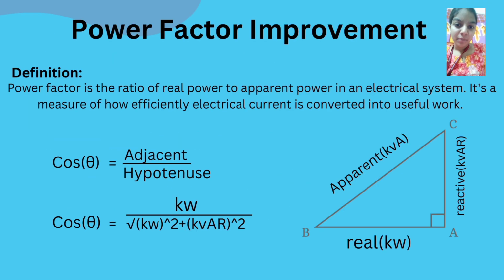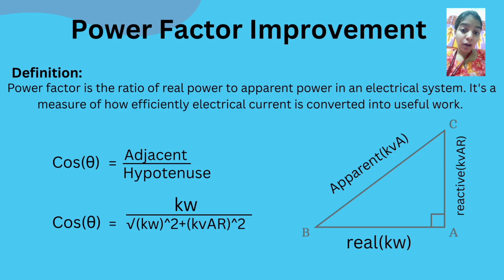Power factor. Power factor is defined as the ratio of real power to the apparent power, and it is a measure of how efficiently an electrical current is converted into useful work. And we know that cos theta equals adjacent side by hypotenuse side. Here, cos theta equals real power by hypotenuse, means here Pythagoras theorem, that is hypotenuse square equals side square plus side square, that is the square root of real power square plus reactive power square.